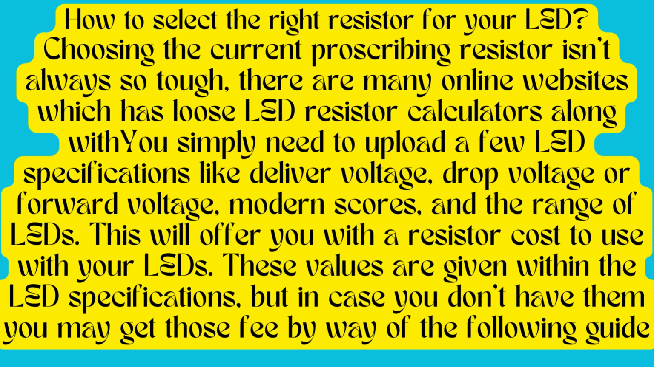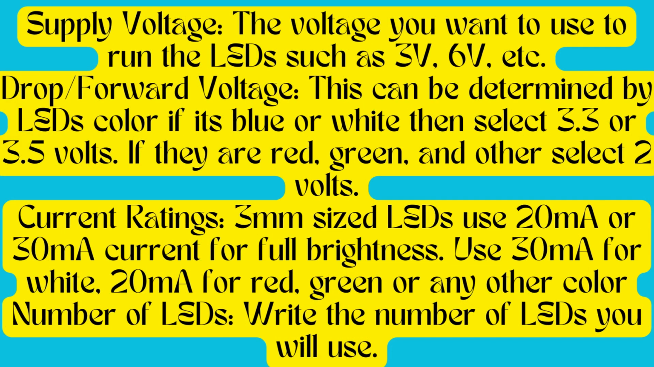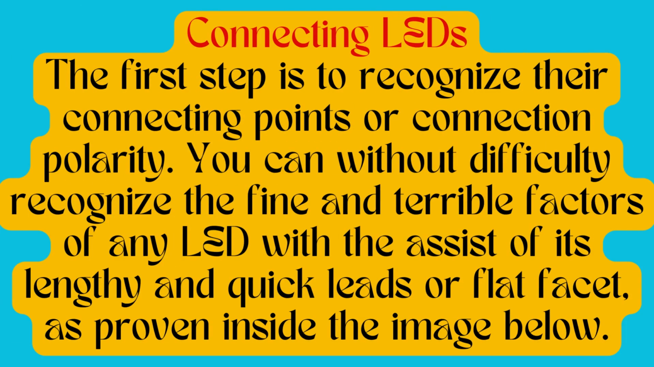These values are given in the LED specifications, but in case you don't have them, you can get these values by following this guide. Supply voltage: the voltage you want to use to run the LEDs, such as 3V, 6V, etc. Drop or forward voltage: this can be determined by the LED's color. If it's blue or white, then select 3.3 or 3.5 volts. If they are red, green, and others, select 2 volts. Current ratings: 3 millimeter LEDs use 20 mA or 30 mA current for full brightness.